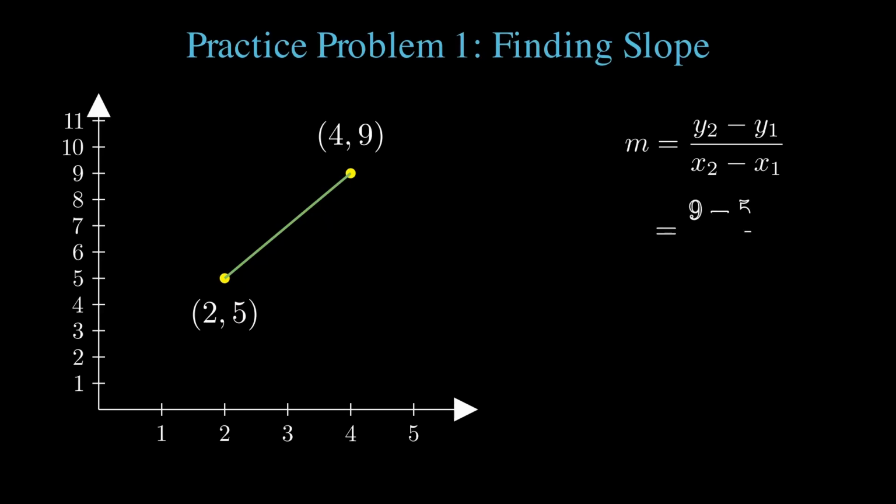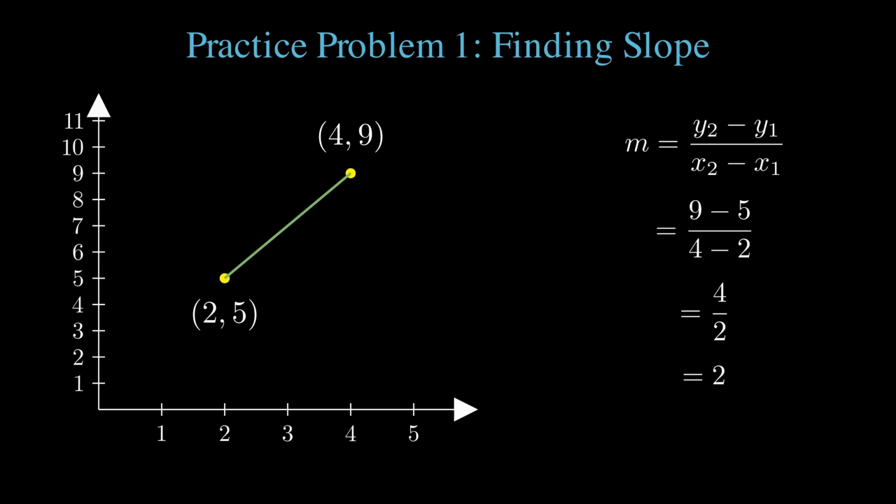To solve our problem, we want to substitute the values, giving us the equation m equals 9 minus 5 divided by 4 minus 2. Simplifying the numerator and denominator gives us the equation m equals 4 divided by 2. And using our knowledge of basic arithmetic, we have our answer, m equals 2. So, the slope of the line passing through these points is 2.